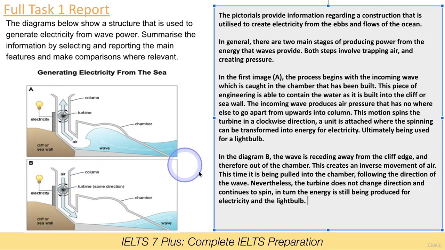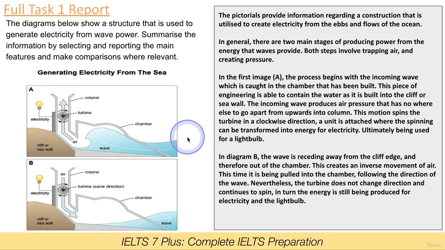Okay, let's have a read of this back. In diagram B, the wave is receding away from the cliff edge and therefore out of the chamber. This creates an inverse movement of air. This time it is being pulled into the chamber following the direction of the wave. Nevertheless, the turbine does not change direction and continues to spin. In turn, the energy is still being produced for the electricity and the light bulb.